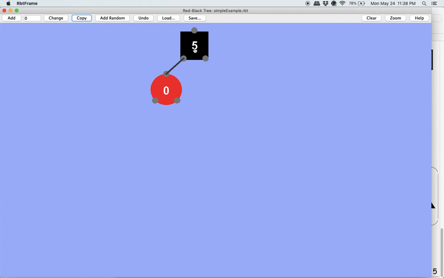I want to delete the 5. And, well, I've got a single child, so I do a single child replacement, which basically means the 5 goes away, and the 0, the child, replaces it. And now I just have a single node. If I want to delete that, that empties out the tree. And so that's more example of how this red-black tree deletion works.